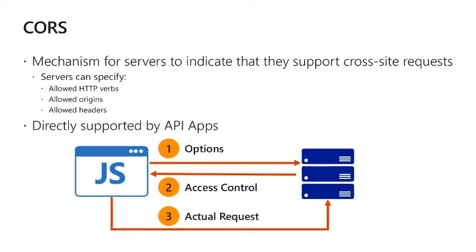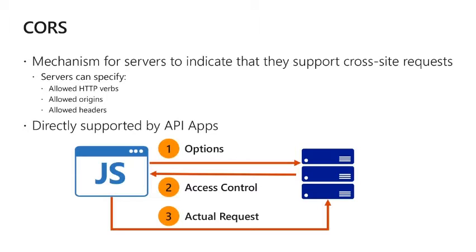CORS is a mechanism for servers to indicate that they support cross-site requests. Browser security prevents a web page from making requests to a different domain than the one that served the web page. This restriction is called the same origin policy. The same origin policy prevents a malicious site from accessing sensitive data on another site. Sometimes you might want to allow other sites to make cross-origin requests to your app. CORS is a World Wide Web Consortium (W3C) standard that allows a server to relax the same origin policy.